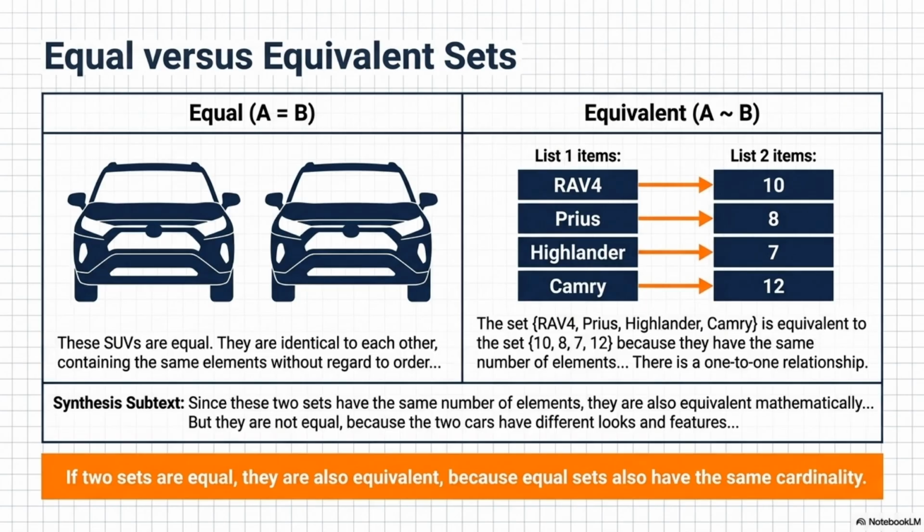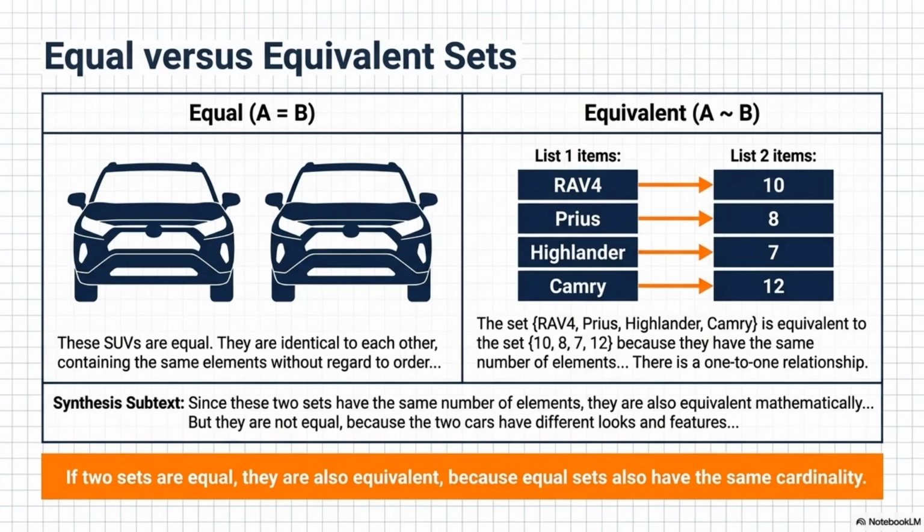Oh, I see. The elements are completely different. One set is made of abstract car models, the other is made of integers, but because they both contain exactly 4 elements, they are equivalent sets. Exactly. They can be mapped to one another in a one-to-one relationship. Symbolically, we represent equivalent sets with a tilde, a small wavy line between the letters. So A tilde B? Yep. Equal sets just use the standard equal sign.